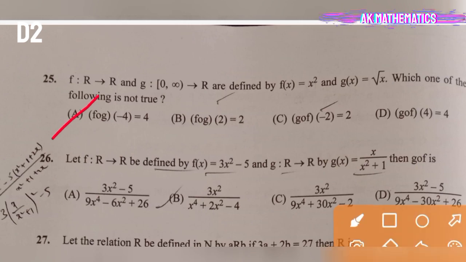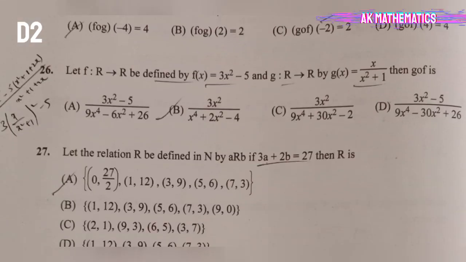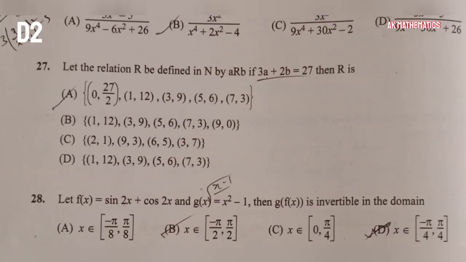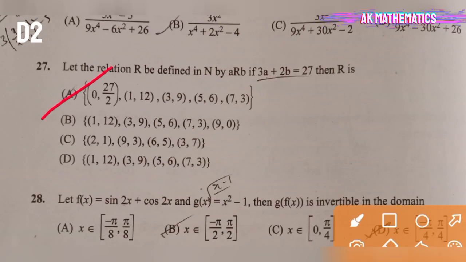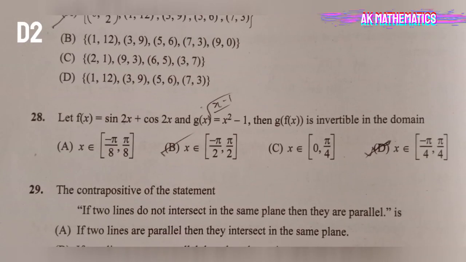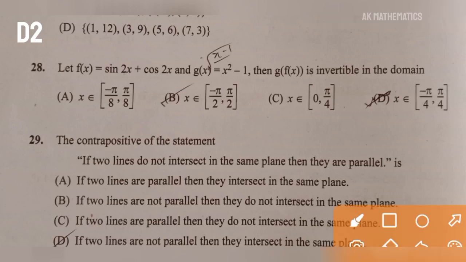26th question, again it is D. 27th question, it is A. Let's move for 28th. 28th, it is option B. Okay, 29th, it is again D.